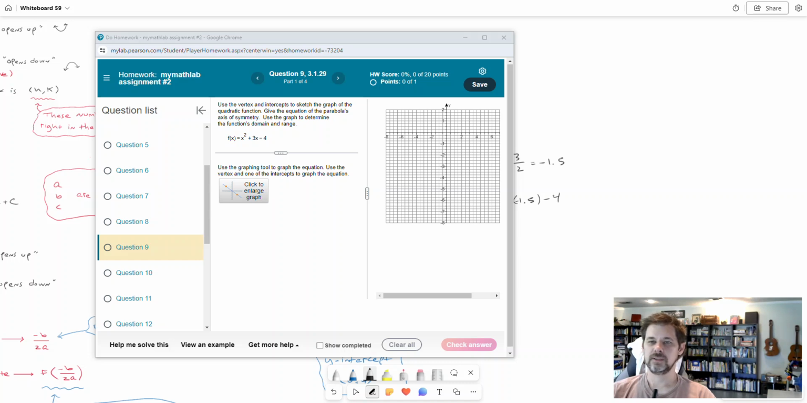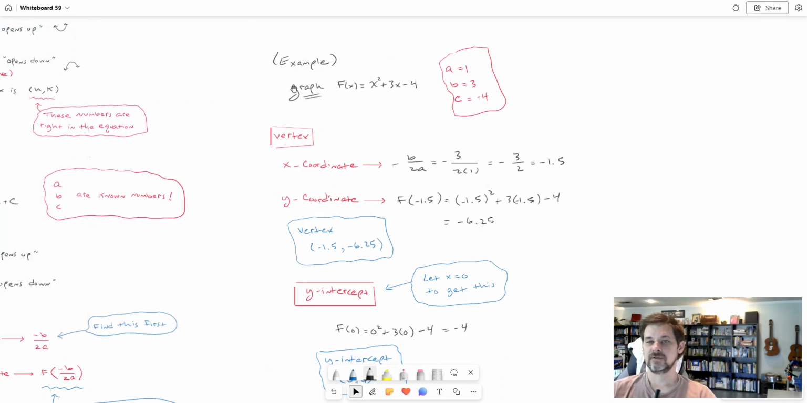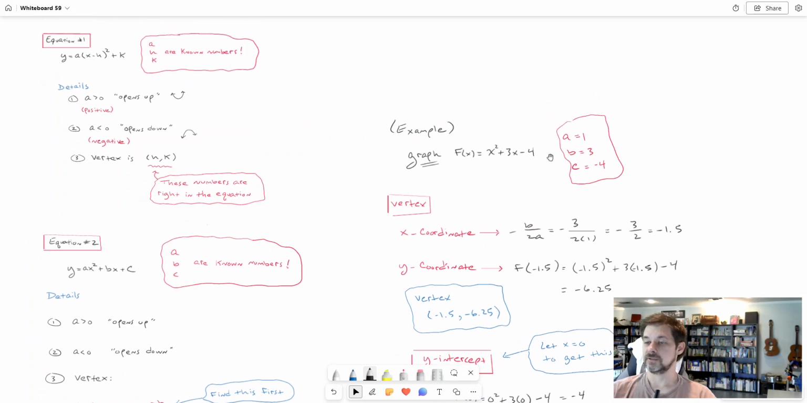Well, greetings everybody. Let's look at another problem where we graph a parabola using the MyMathLab graphing tool. Okay, so here's my function, here's my equation. It is a parabola. I'm going to transfer that over to my whiteboard and I'll work out the details over here and then plot the graph over there in MyMathLab.